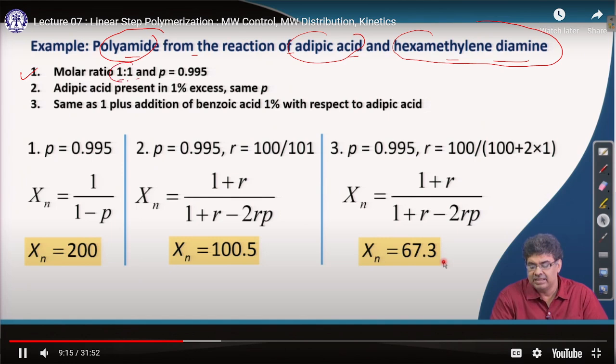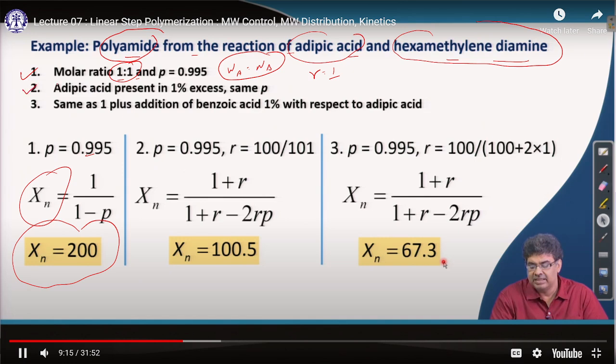A 1 by 1 molar ratio means Na is equal to Nb. The concentration is the same, so the ratio will be 1, and the conversion will be highest. We have already explained this by the graph. Because the ratio is 1, the conversion will be highest. See, by putting this conversion rate here, you are able to find out the degree of polymerization, 200.